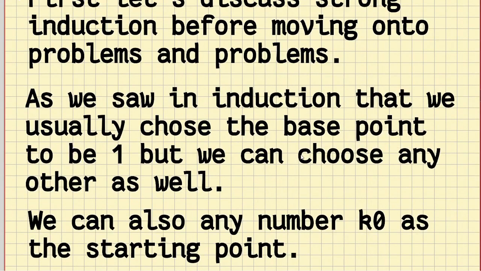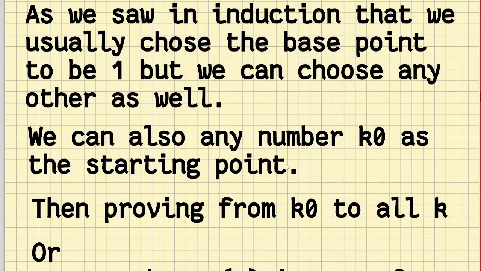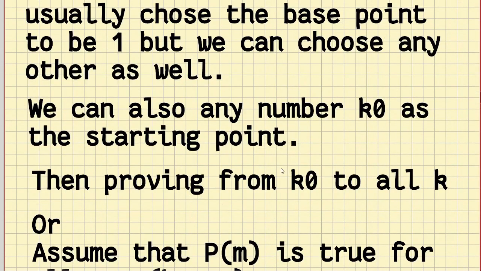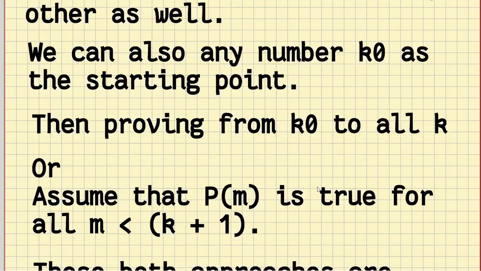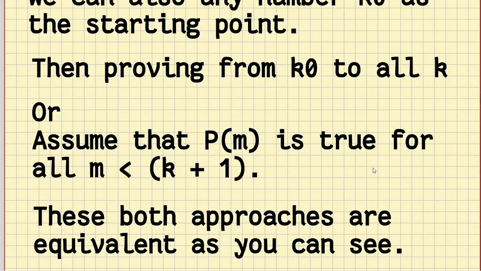But we will see the condition here. We can choose any number k0 as the starting point. This is for strong induction, and then proving from k0 to all k. This is one way. Or there is another way, to assume that P(m) is true for all m which is less than k plus 1, and then moving forward. Both approaches are equivalent, as you can see. If you try to reason it out, then you can see why these are equivalent.